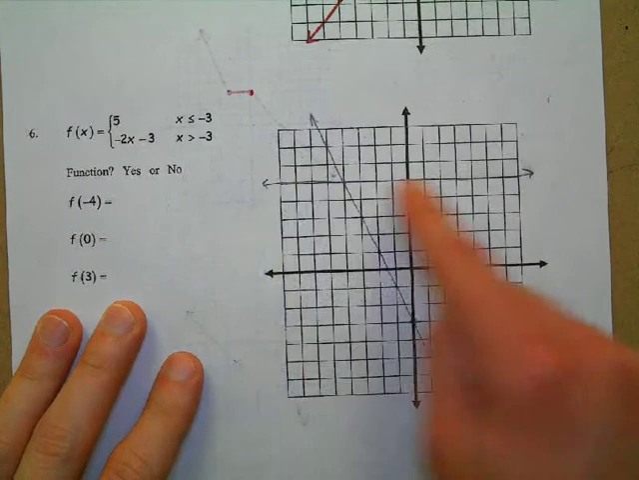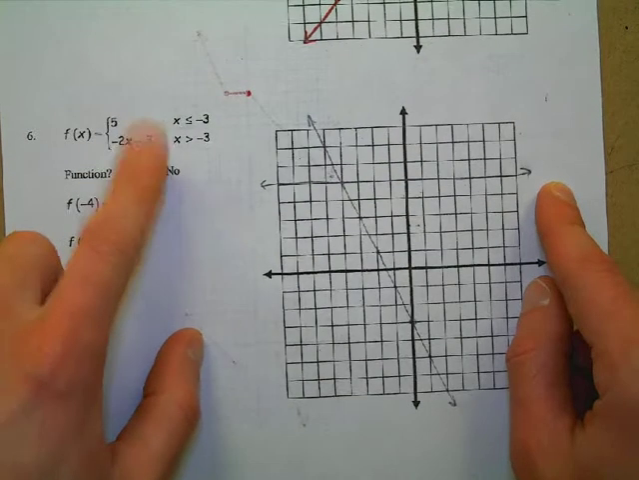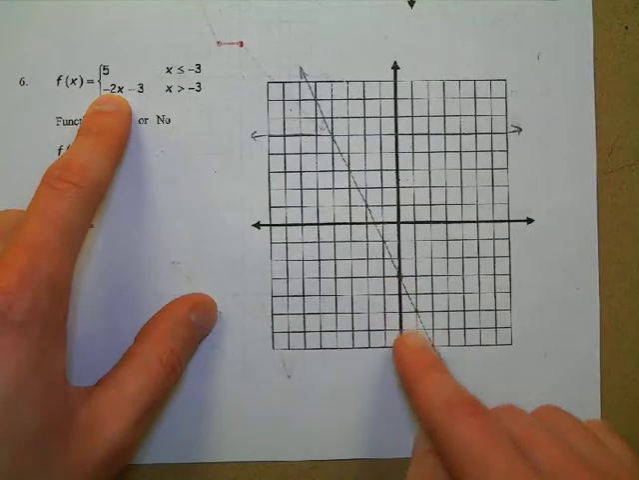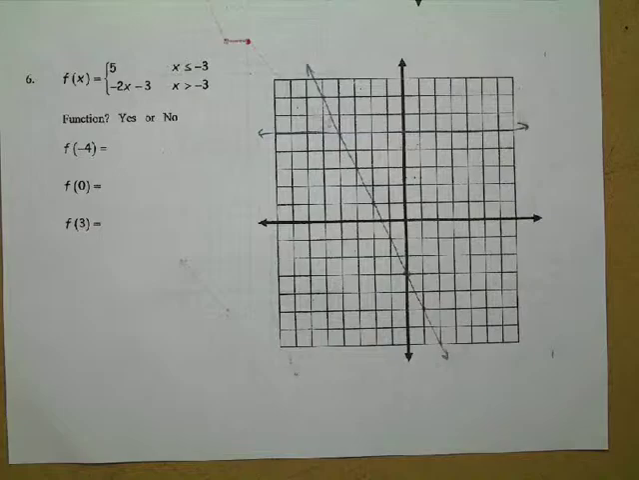And for this one, your y-intercept is negative 3, and your slope is negative 2, or as a fraction, negative 2 over 1. So down 2, right 1, down 2, right 1. Or of course, up 2, left 1, up 2, left 1.